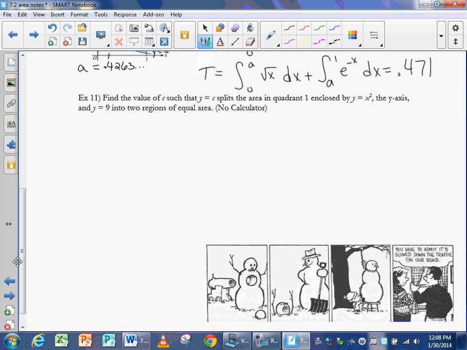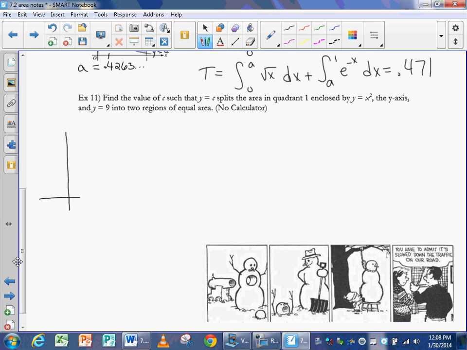All right, now number 9, you can hit pause again and then come back to me. This one I will go through though because it's another one of those tricky ones. Find the value of C such that y equals C separates the area in quadrant 1 enclosed by that stuff into two regions of equal area. So if you want, hit pause. If not, keep going with me.